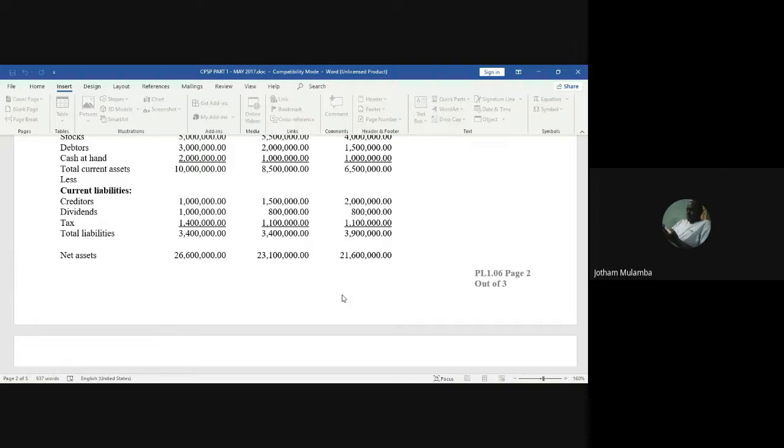Yes. How much? 10 million. Current liabilities, have you seen? Yes. How much? 3.4. Yes. So now divide 10 million by 3.4.